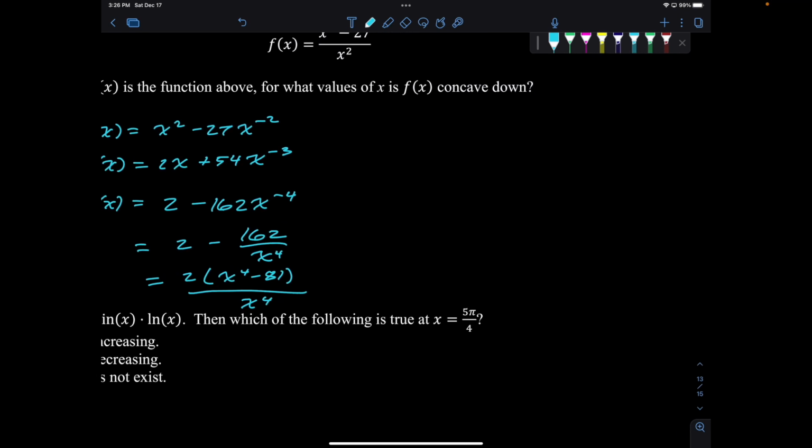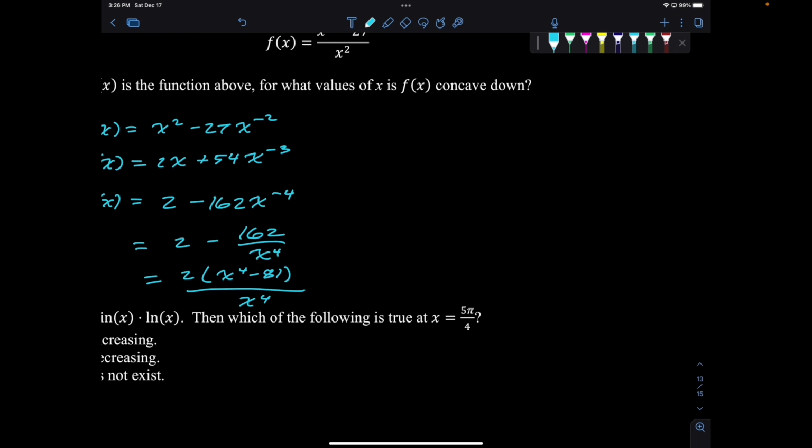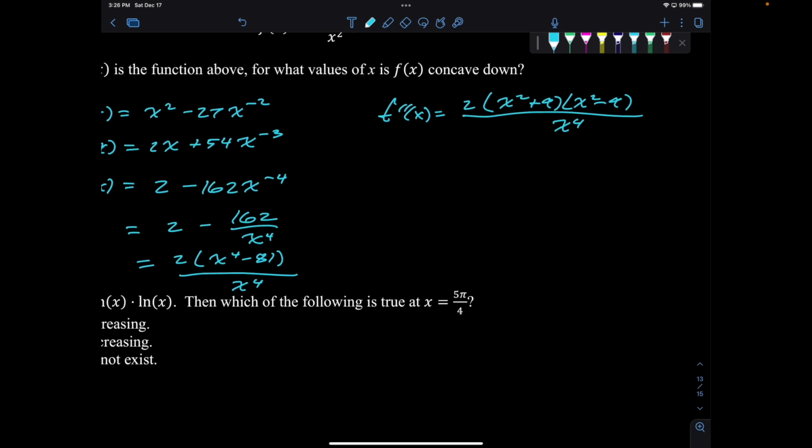Okay, so that's f double prime. I think I can keep going here. F double prime is 2 times x squared plus 9, x squared minus 9 over x to the fourth. And then finally, I'm going to need to do a sign chart. x plus 3, x minus 3, all over x to the fourth.